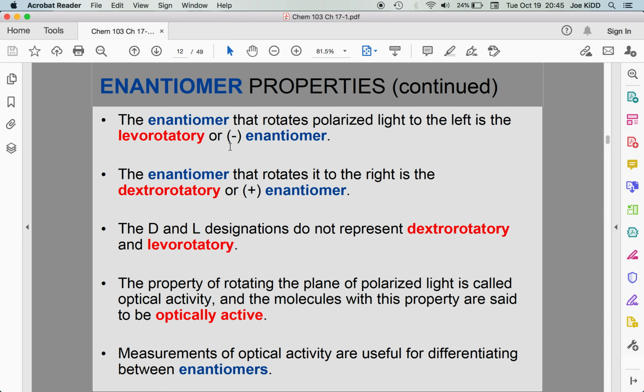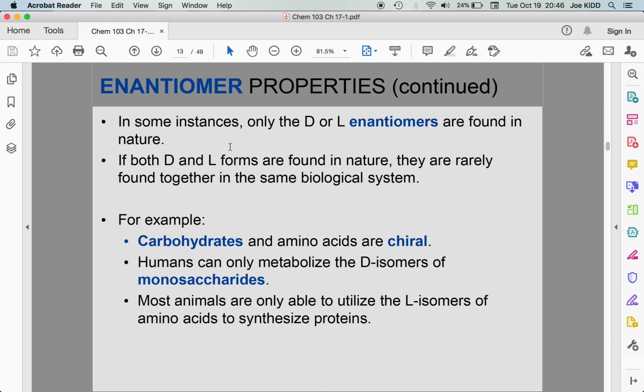The property of rotating polarized light is called optical activity. And again, the D does not always have to be plus and the L does not always have to be minus. It's just whatever is unique to that compound. In some instances, only the D form or only the L form exists in nature. If both the D and L forms exist in nature, very rarely do we see that the D and the L form exist within the same biological system.